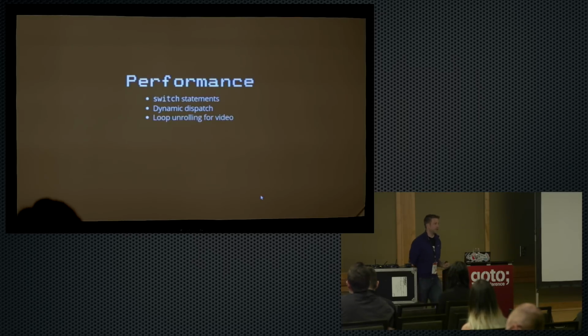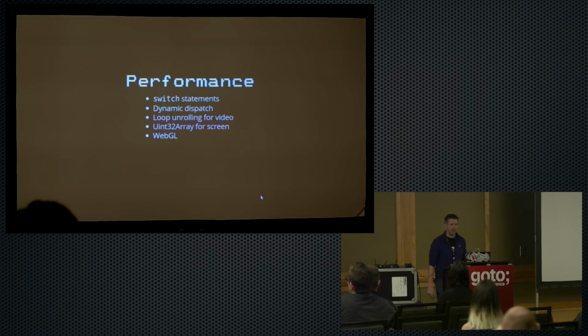Amazingly, loop unrolling is alive and well. So you remember the old technique of taking a snippet of code, and instead of putting it in a loop, you actually just copy the code eight times or whatever. That actually made a big difference in terms of the loop code, the video code, where I'm going to do 8 pixels at a time, which is sort of slightly sad. Use typed arrays for the screen. That's kind of a no-brainer.